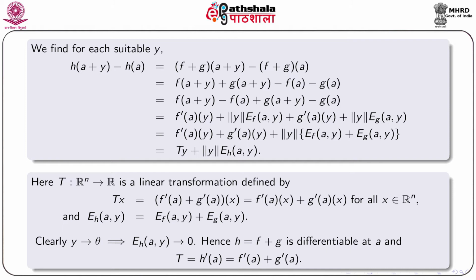If we look at E_h(a,y), it is a sum of two terms which approach 0 as y goes to the origin. So, we find that the scalar field h equal to f plus g is differentiable at the point a, and moreover h'(a), that is the derivative of h at the point a, is nothing but the sum of the two linear transformations f'(a) and g'(a).